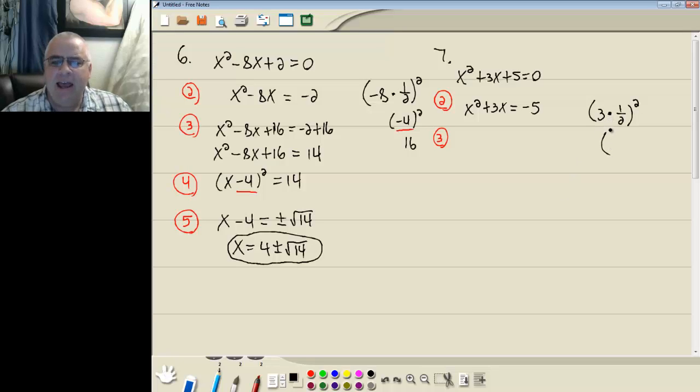3 times 1/2 gives us 3/2. And we're going to square it then. When you square a fraction, you have to square the top part and square the bottom part. 3 squared is 9, 2 squared is 4. So we get 9/4. What makes this a medium difficulty is whenever you have an odd number for your x, you'll always have fractions appear like this. And then it says to add that to both sides.